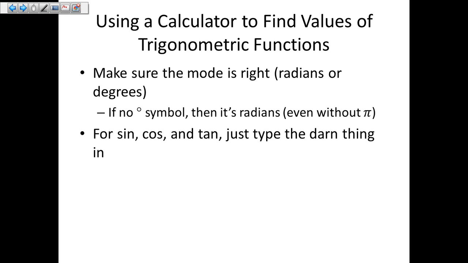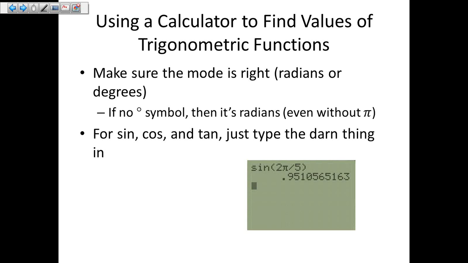Now really, for sine, cosine, and tangent, you just type the darn thing into your calculator. So here, I've got a screen cap for a calculator where I found the sine of 2 pi over 5. So obviously I went in, made sure that my calculator was in radian mode, and I typed it in pretty much like it would look on paper. I used 2 times my pi symbol, and I used my divide key for my fraction bar. 5, I close my parenthesis. Now I could have skipped that last parenthesis, but it's really good habit to close that off. And here I get a nice approximation for the sine of 2 pi over 5.